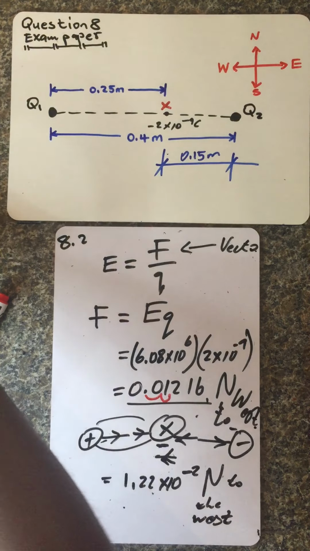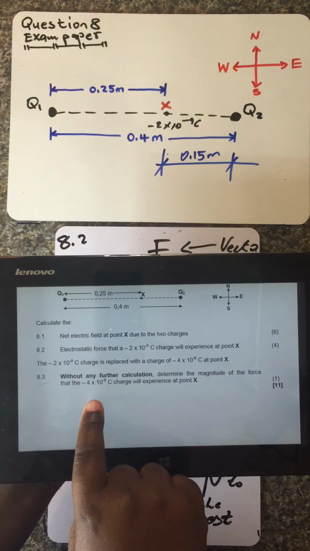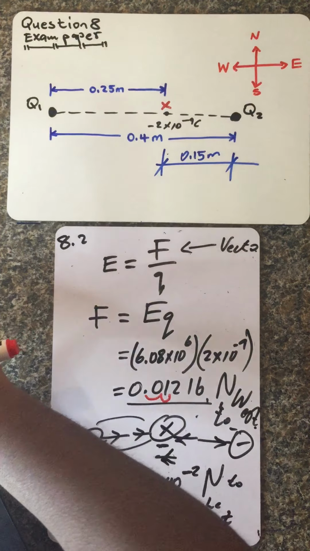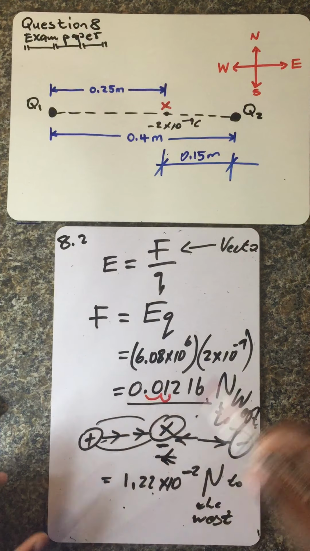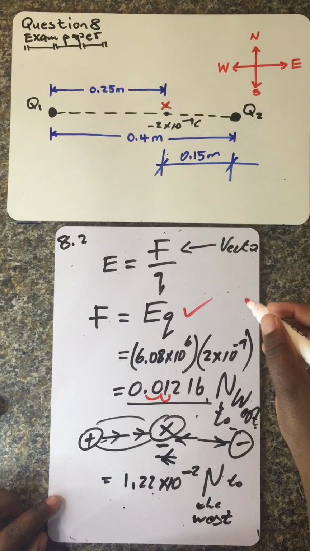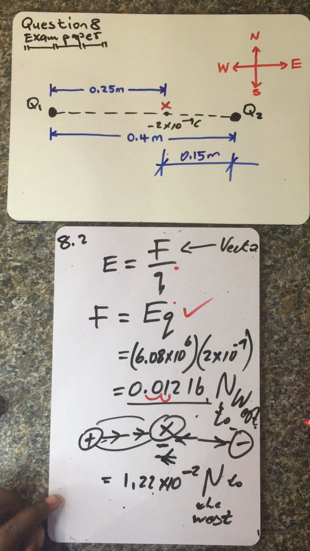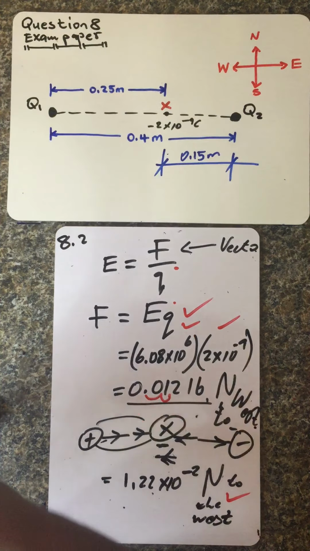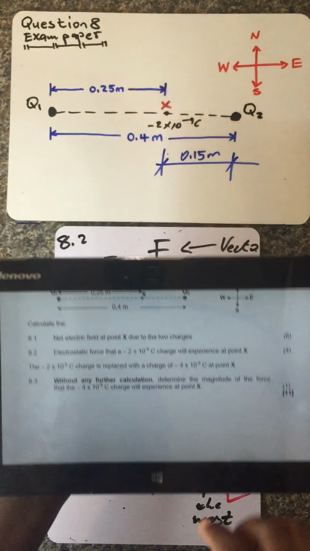Now let's have a look at the last question. They say without any further calculations. Remember, guys, this question is allocated 4 marks. For you to get to that final answer, you score full marks. They can give you a mark for either this or that formula, a mark for correct substitution, and a final mark comes from your final answer with the correct SI unit. And most importantly, to the west.